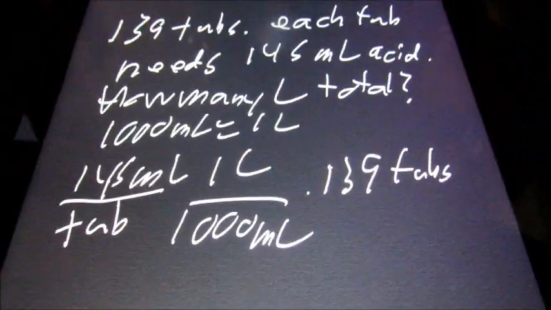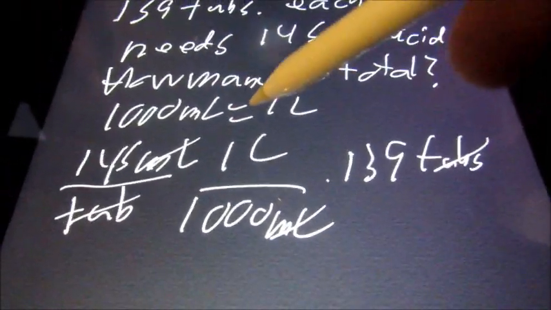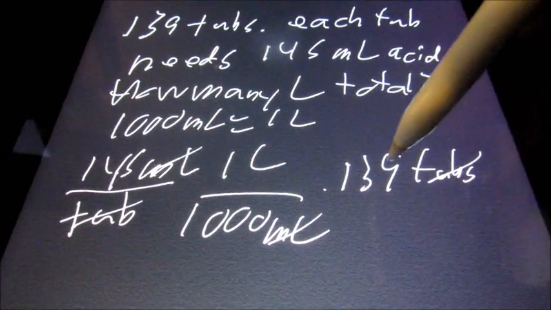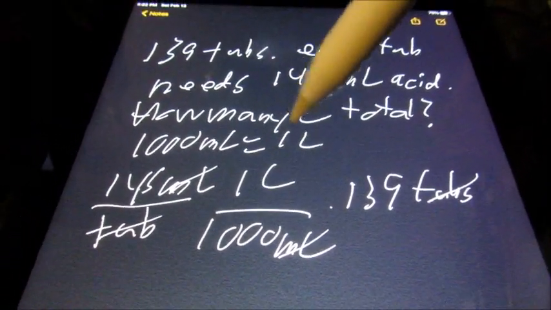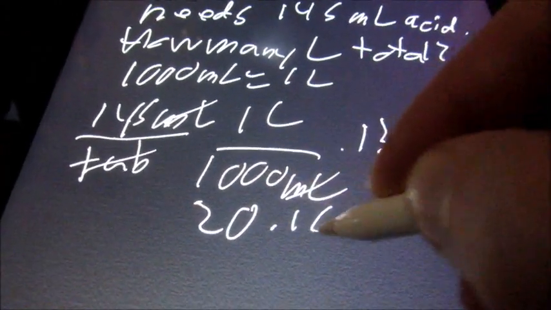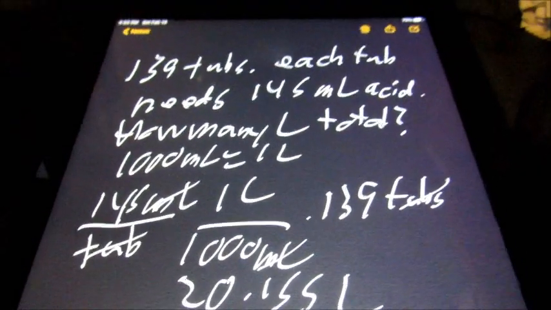Okay, so milliliters will cancel, tubs will cancel, and all we're left with is liters. So we're going to say 145 times 139, and then divide by 1,000, and we're going to get 20.155 liters. So that's how you'll do that one.